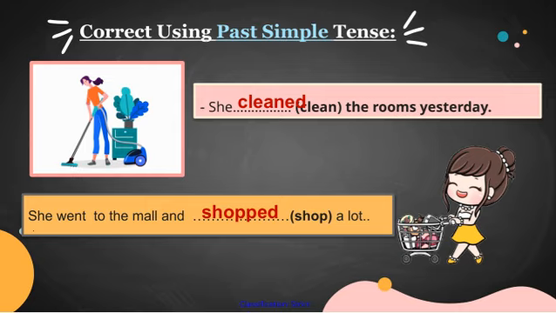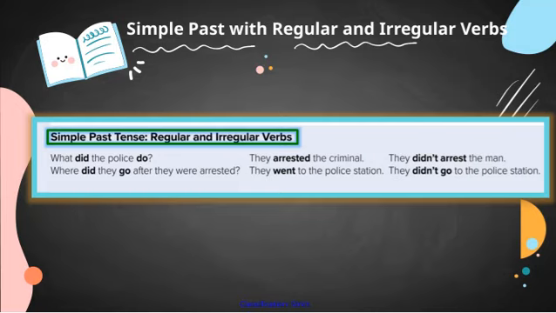Today, we're going to look at the simple past tense, focusing on both regular and irregular verbs. This tense is used to talk about actions that happened and were completed in the past. When dealing with regular verbs, the key point is that most of them form the past by just adding ed to the base form. For example, talk becomes talked, and play becomes played. It's pretty straightforward and follows a consistent pattern. However, irregular verbs are a bit trickier because they don't follow this regular pattern.